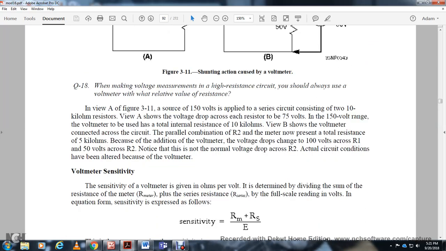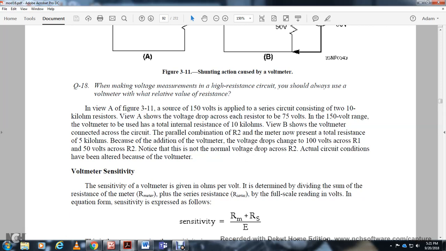In figure 3.11, the view shows 150 volts applied to the circuit. Resistor 1 and resistor 2 are each 100 kilohms, with a voltage drop across each resistor of 75 volts, on the 150 volt range with a total resistance of 200 kilohms. The other view shows the voltmeter connected across resistor 2. The combination of resistor 2 with the meter presents a lower total resistance because of the addition of the voltmeter, so the voltage drop changes: 100 volts across resistor 1 and 50 volts across resistor 2.